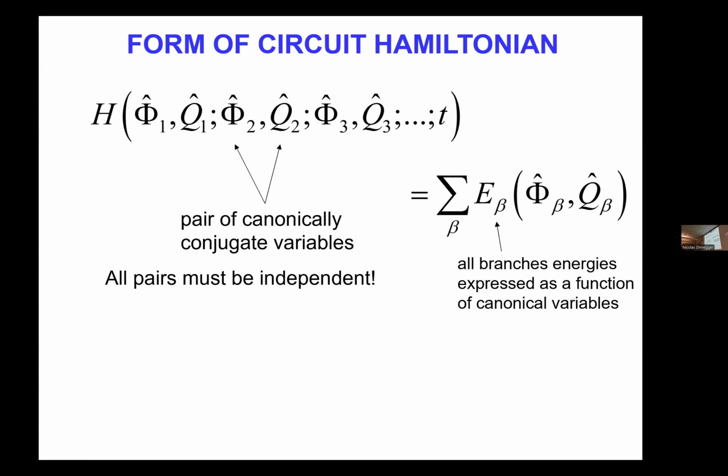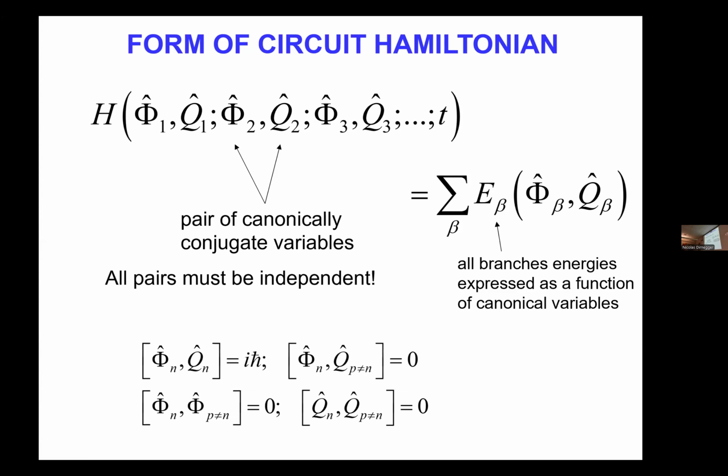of independent conjugate variables. So how do we find these pairs of conjugate variables that are independent? By the way, independent means that inside the pair you have this commutator, but all the other relations of commutation are equal to 0.